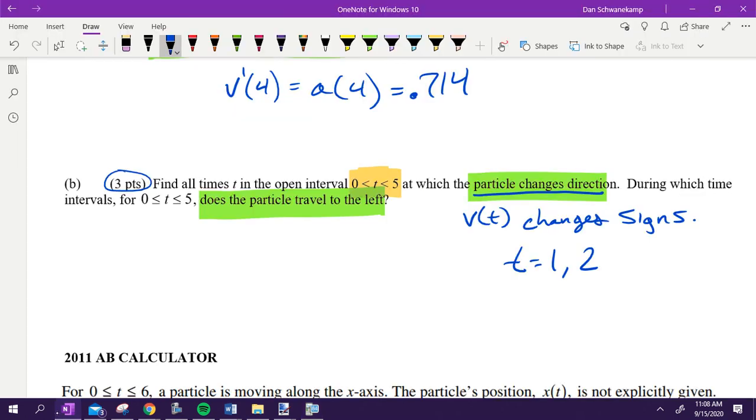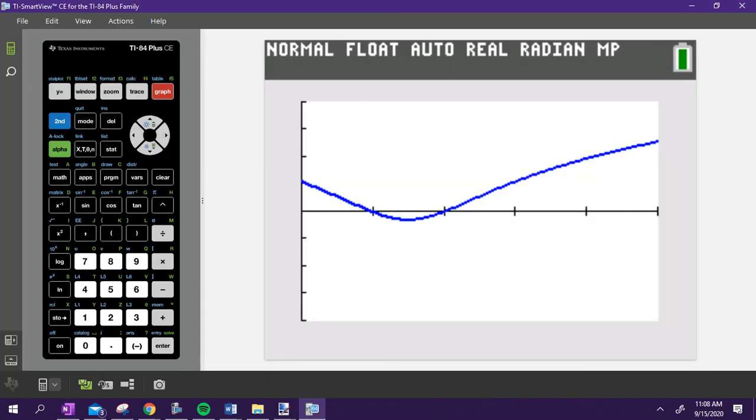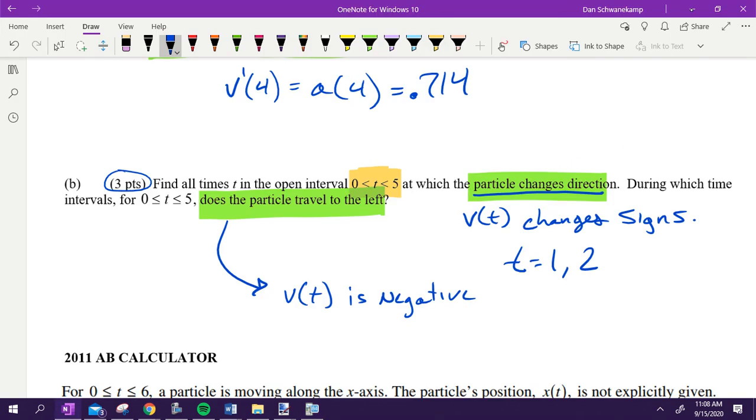The second part of the question, that was the first part. The second part says, when does the particle move to the left? What needs to be true about velocity to move to the left? Velocity is negative. That's when I'm moving to the left. And so looking at that graph, when is velocity negative? From when to when? 1 to 2. 1 to 2.